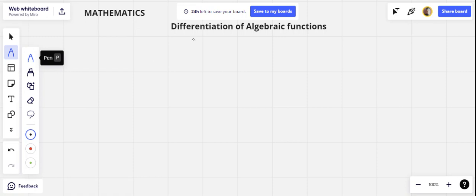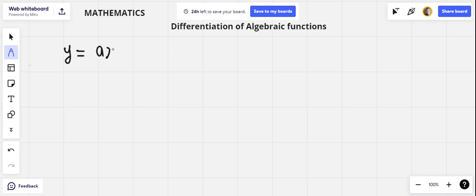Let's quickly run through the basics of differentiation so that it won't be a challenge when answering questions in physics. The first formula for differentiation I want us to learn, which will be very useful in physics, is the one that says if you have y equals ax raised to power of n, where a here is what? Coefficient.